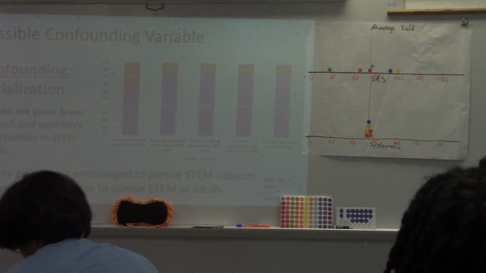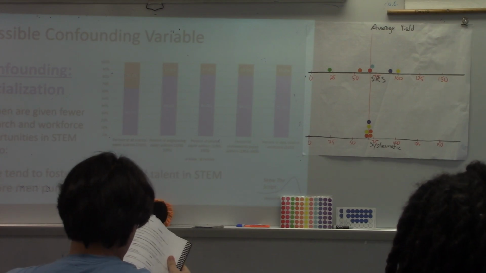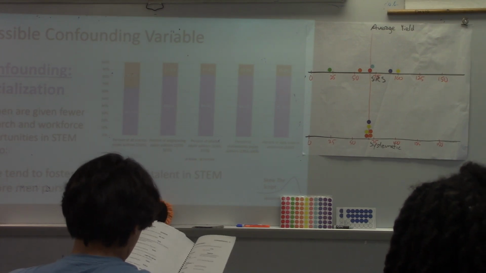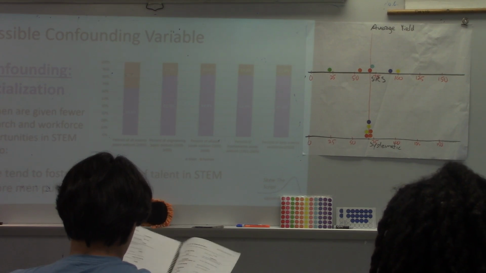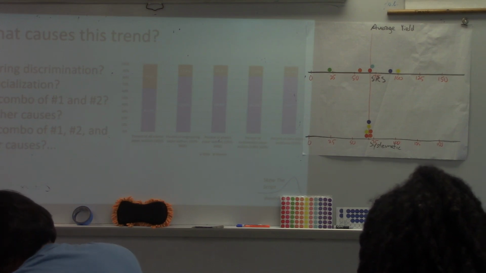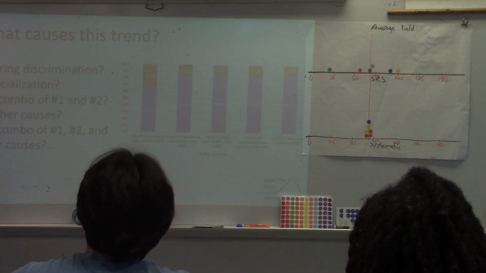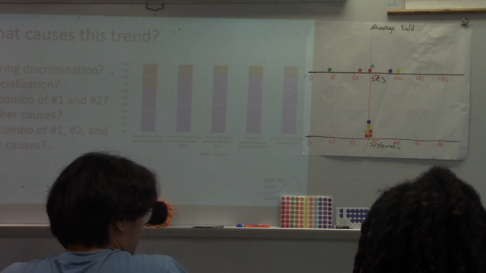So there's our potential confounding socialization. Tomorrow, we'll pick up from there. Oh yeah, we tend to foster boys' belief in talent in STEM, and so more men pursue STEM, or we see what our parents do, right? And so we're going to look at those causes for the trends tomorrow.